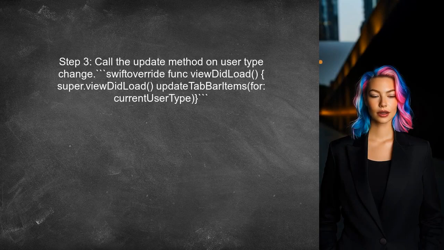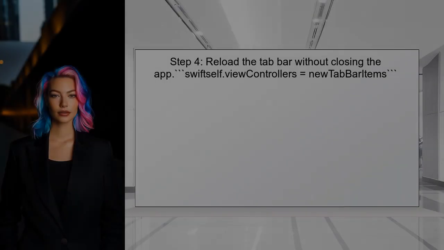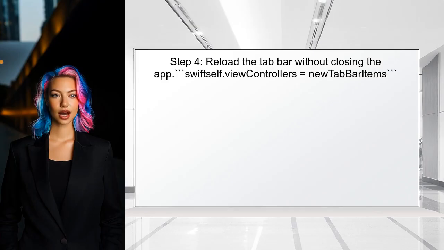After defining the logic, the user should call this method whenever the user type changes. This can be done in the viewDidLoad method or when the user logs in. Finally, the user should ensure that the tab bar is reloaded without closing the app. This can be achieved by setting the view controllers of the tab bar controller again.